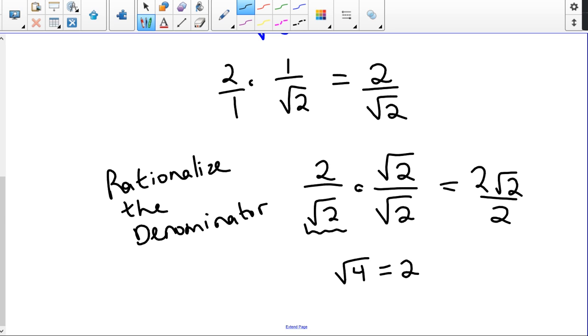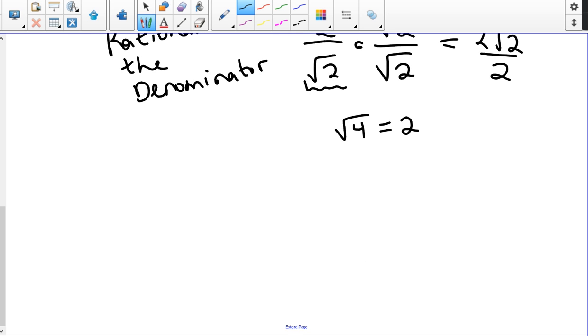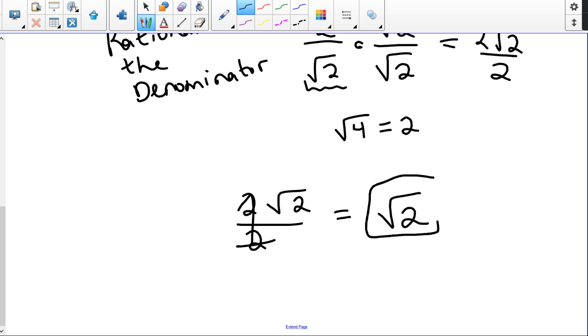But sometimes after we rationalize the denominator, we have to simplify again. Okay, 2 over 2 can be simplified. 2 divided by 2 is 1. So in the end, we just have 1 times root 2 or just root 2 as our final answer.